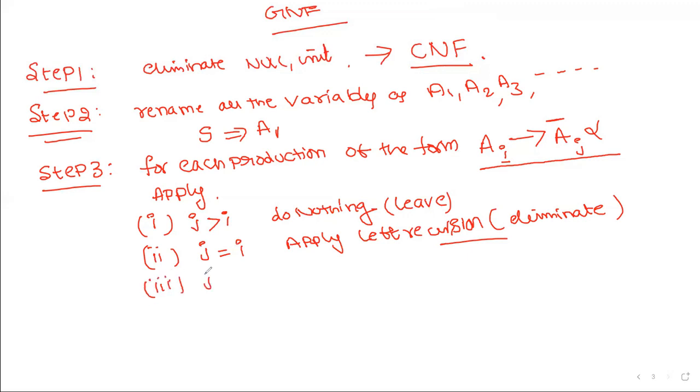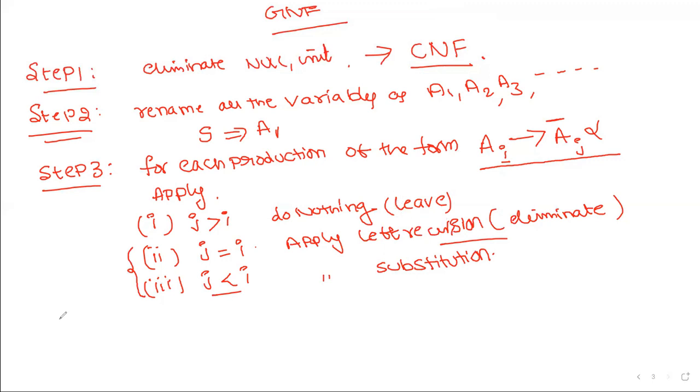What is the next case? The last case is when j is less than i. In this case, you have to apply the substitution technique. We have a set of productions, and we have to consider the productions where j is equal to i or j less than i. You have to consider these two types of productions and apply left recursion and substitution.